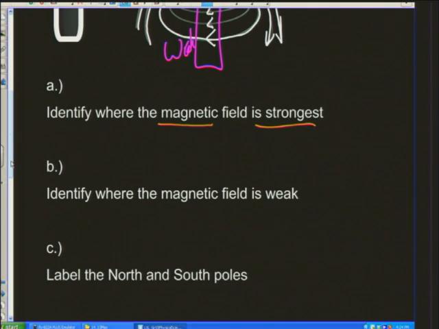So let's just see. Where was it strongest? Where's the magnetic field weak? Well, we've answered both those questions.